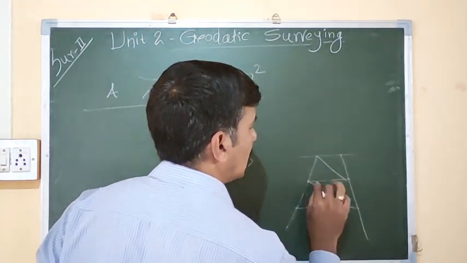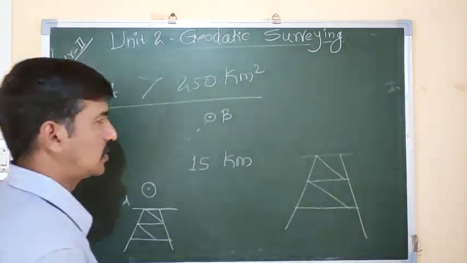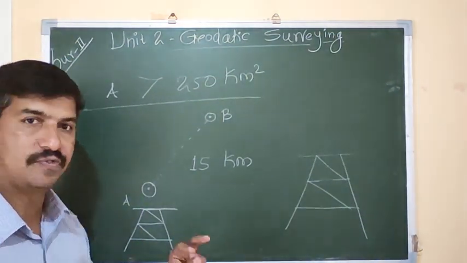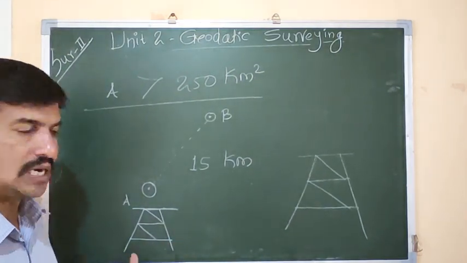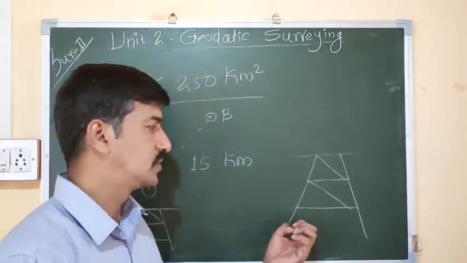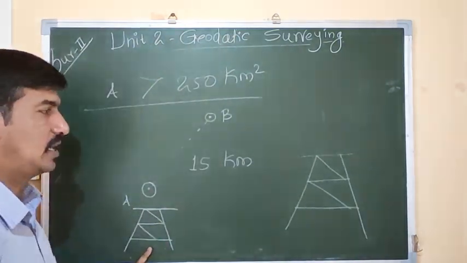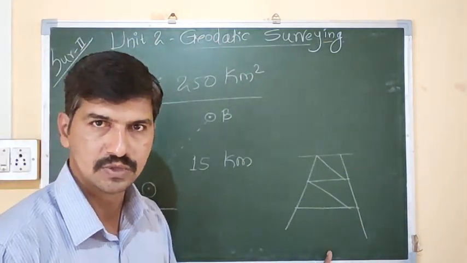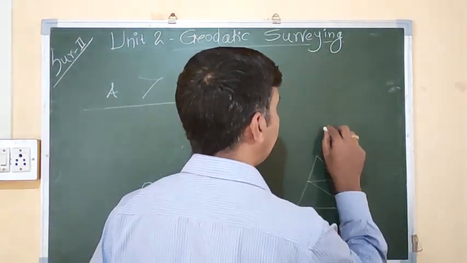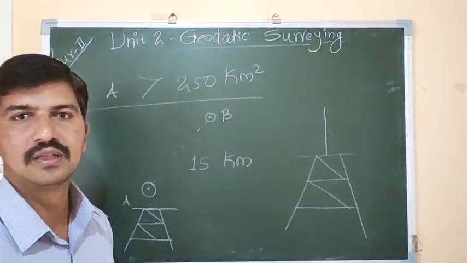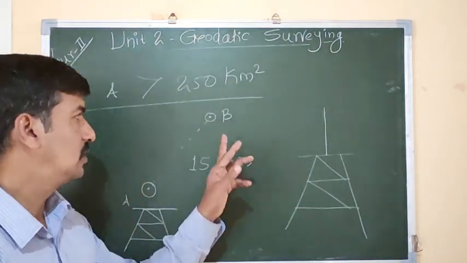Okay. Now considering these two towers, fixing up the heights, finding out the suitable points or location for the construction of towers. From point A, now point B is visible because this point B is just taken at a higher elevation as compared with the previous one.